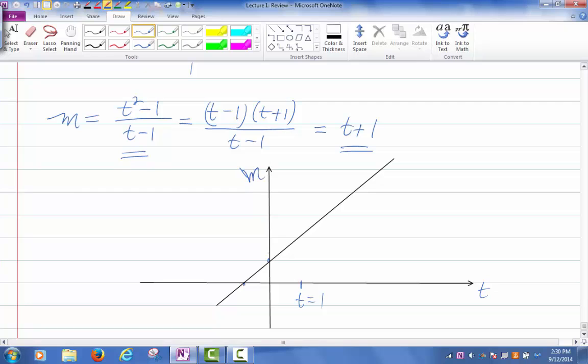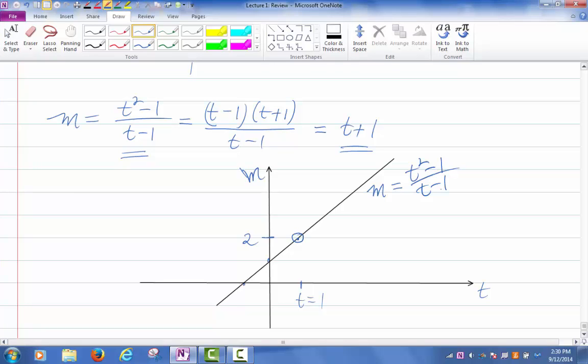What is the value of the function at 1? That's 2, right? t plus 1. When t is 1, t plus 1 is 2. However, what's the graph of the ratio when t is 1? It has a hole, right? So this would be the graph of t squared minus 1 over t minus 1. It's the same as the graph of t plus 1, except at 1 you have a hole.